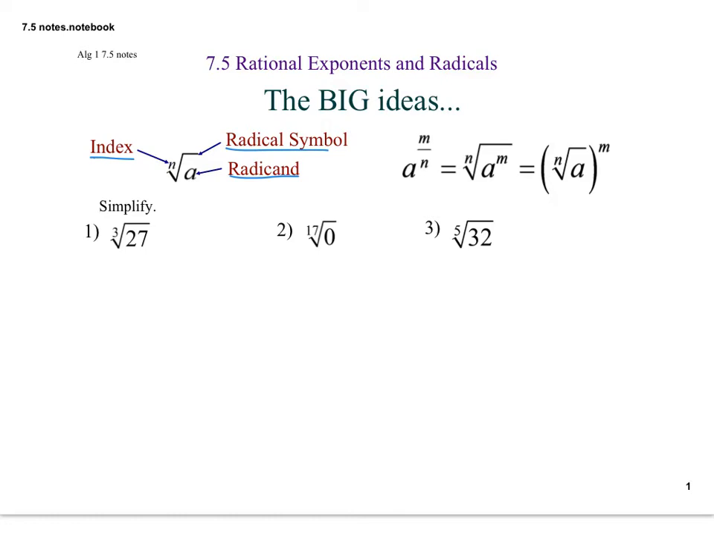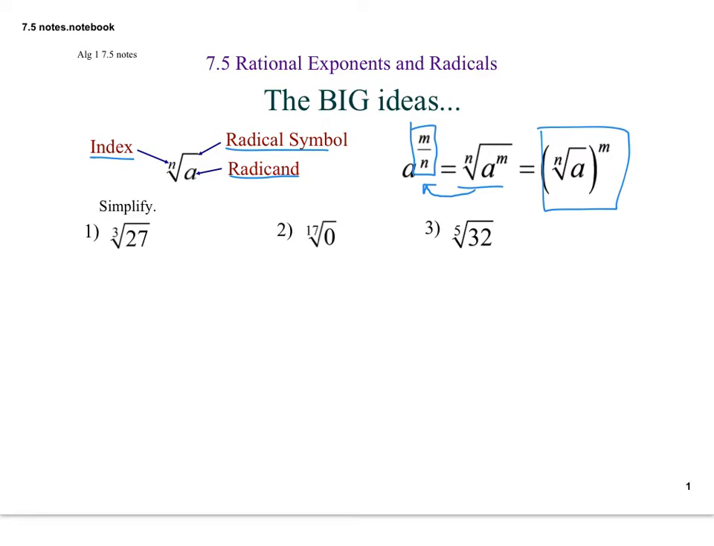And then the other big idea is that if you have a to the m over n power, this basically means that you can change the form of that into radical form, and you can also go from radical form back into exponential form. So you can go back and forth between those two forms. And this right here is just another way to write the same thing. So there are different ways you can write the radical form, and we're going to show you some examples of that today. So here we go.